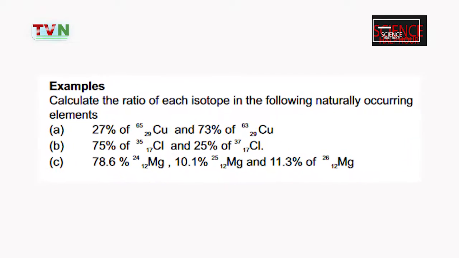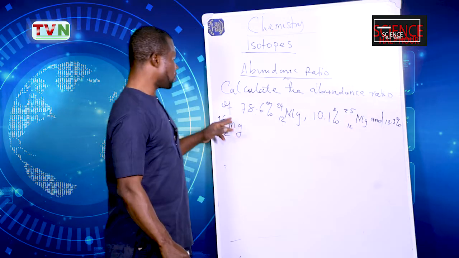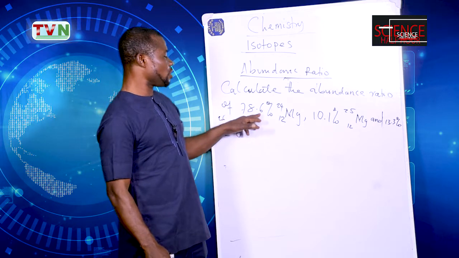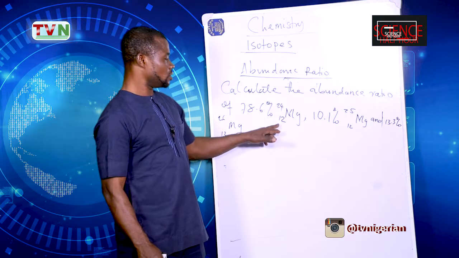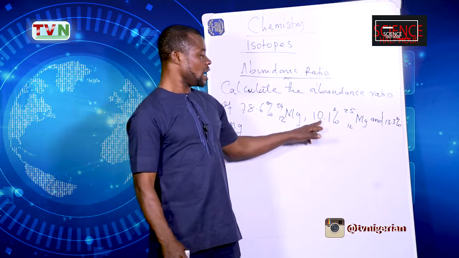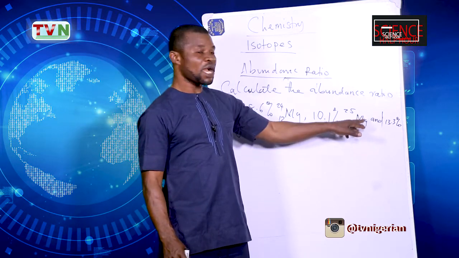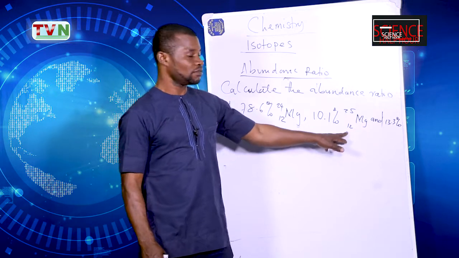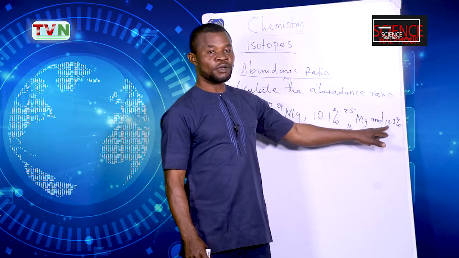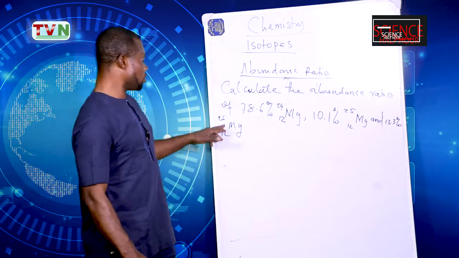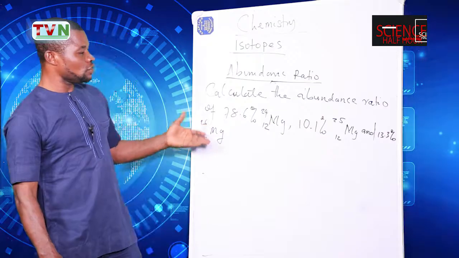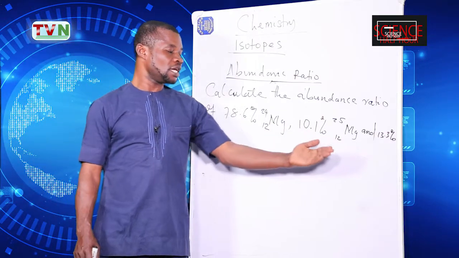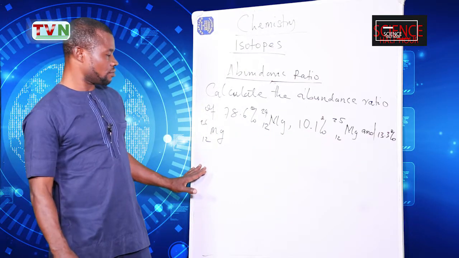Example 3. Calculate the abundance ratio of 78.6% of magnesium 24, 12, 10.1% of magnesium 25, 12, and 13.3% of magnesium 26, 12. So magnesium has three isotopes.